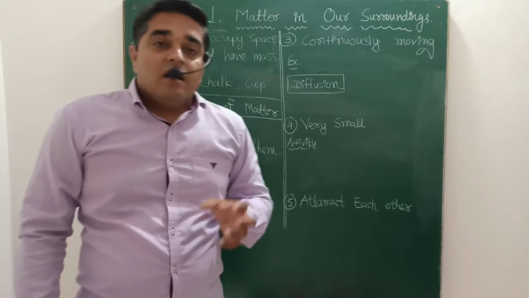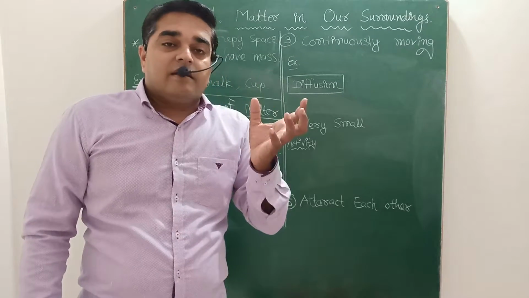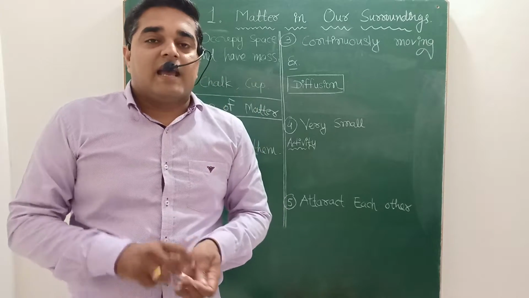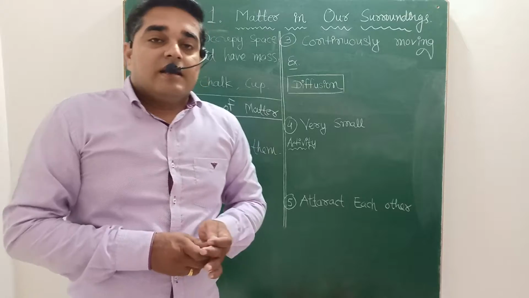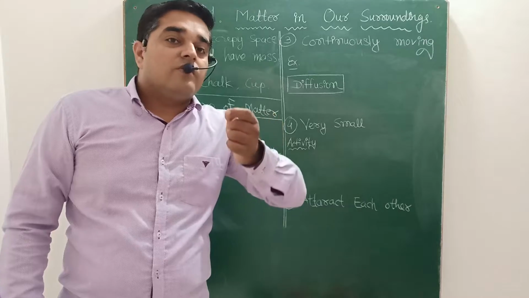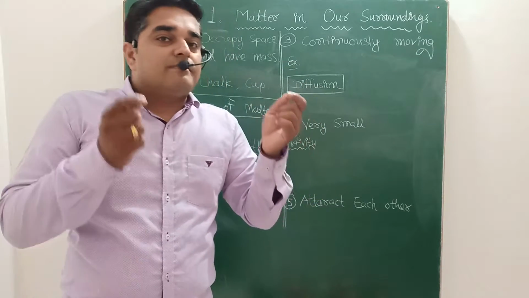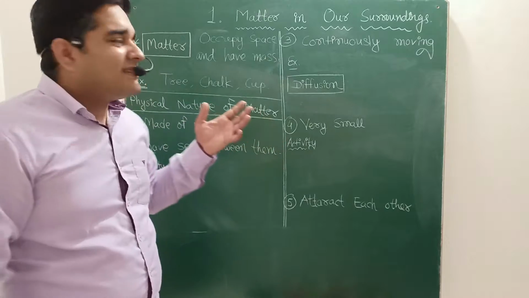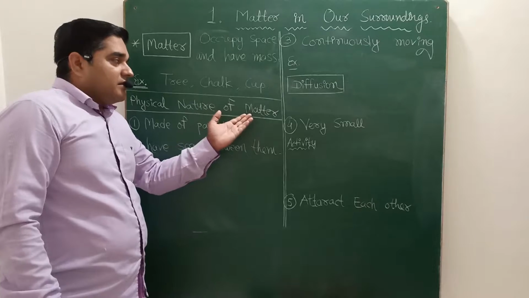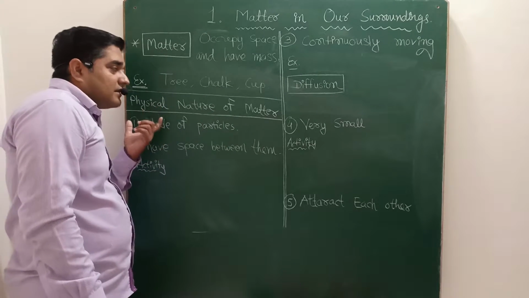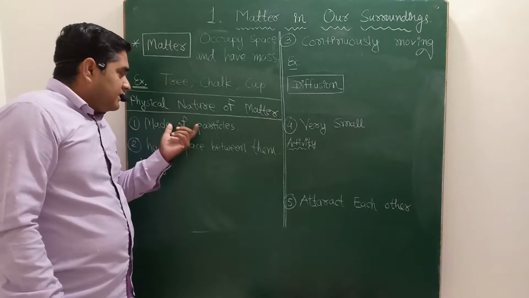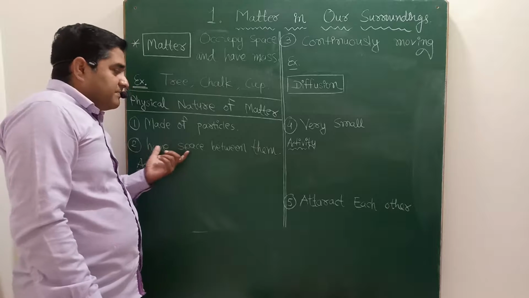Now, friends, what is this matter made up of? This matter is made up of tiny particles. Tiny particles means the smallest particles which do not divide further. And these particles combine to make any substance or matter. Physical nature of matter, first point: matter is made up of particles. Let's see another characteristic: they have space between them.